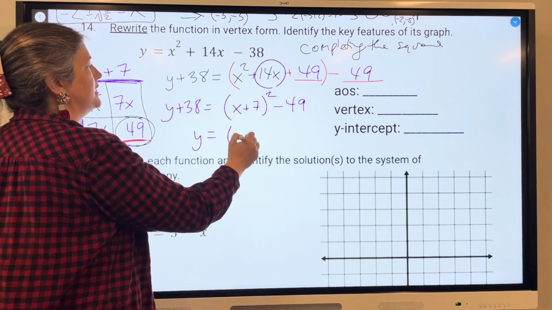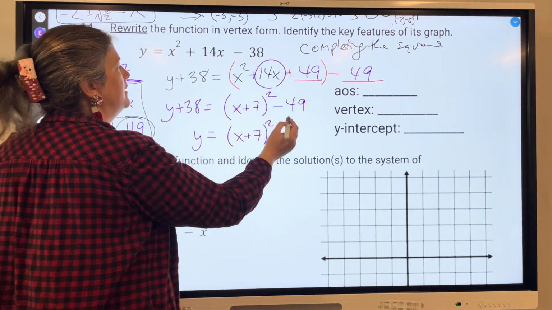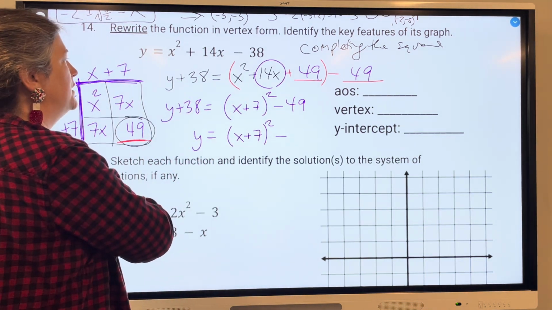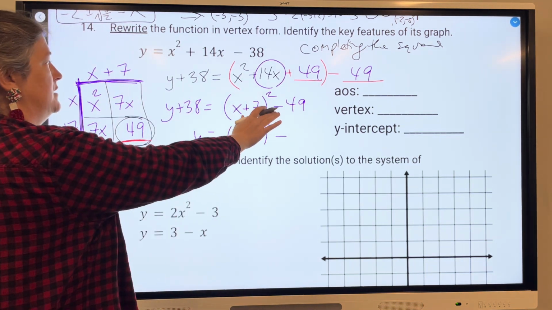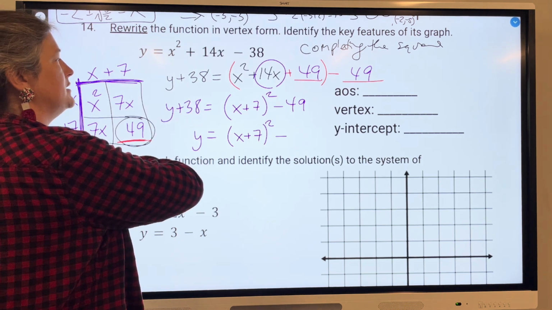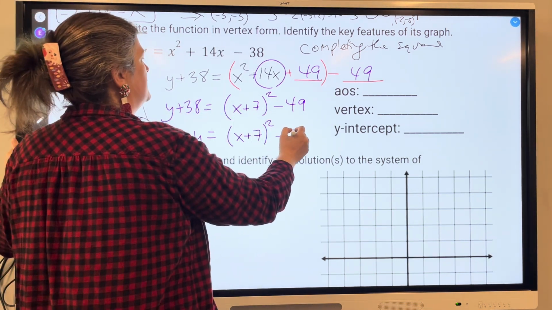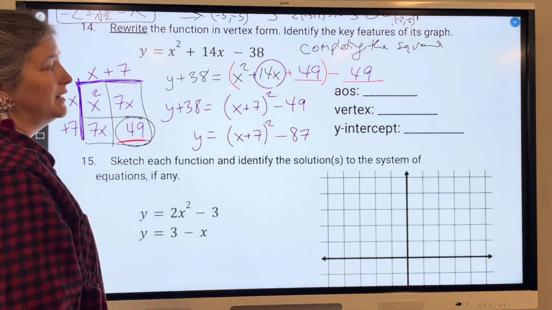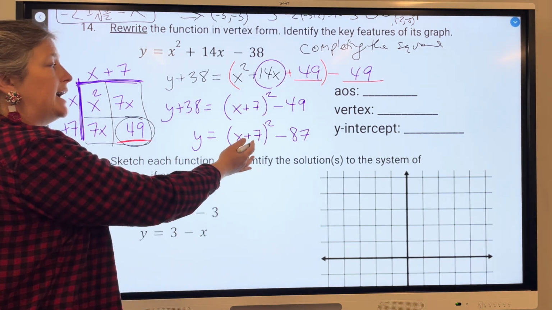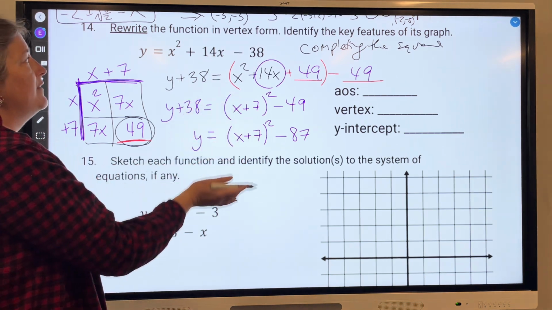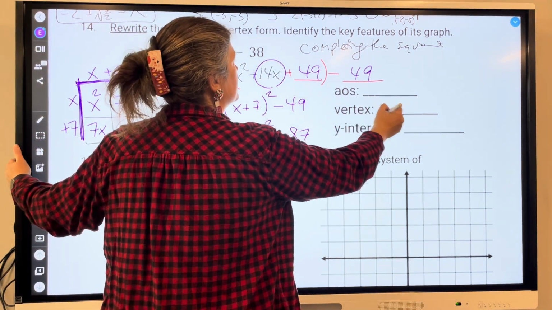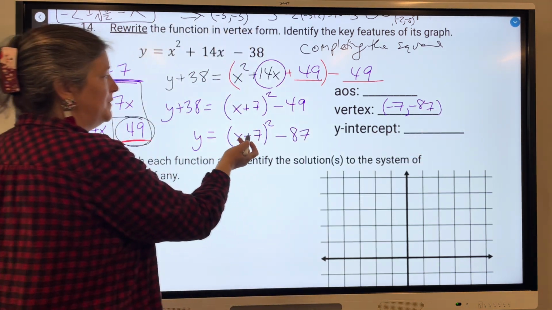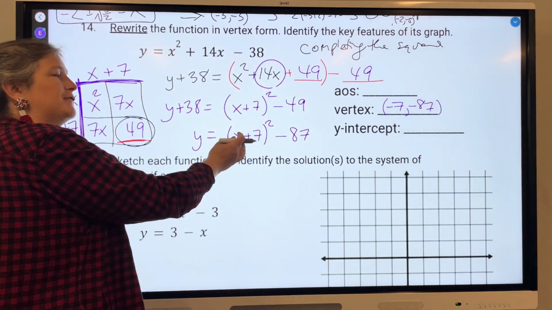Minus 38, I get (x plus 7) squared minus 70, holy moly, 50, and 38 is 88, 87. I'm going to go with maybe that's negative 87. You can correct me later. But now it's in vertex form, and I didn't have an A to fuss with, so my vertex is (-7, -87). Because this was a shift to the left by 7.